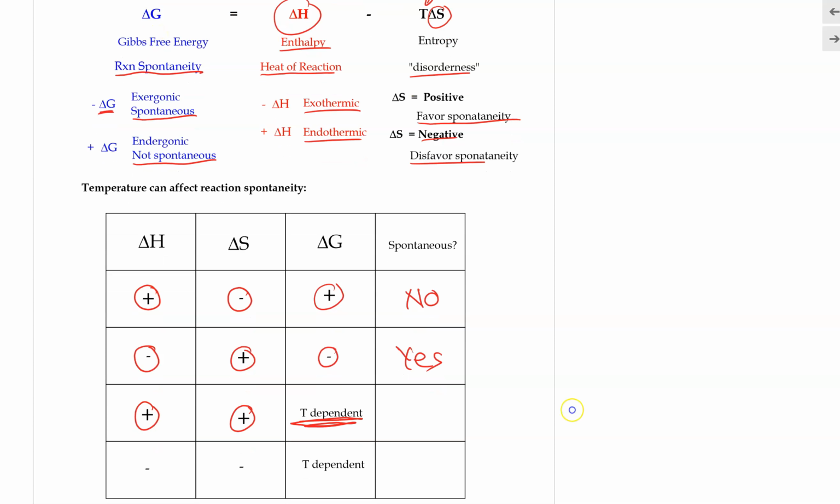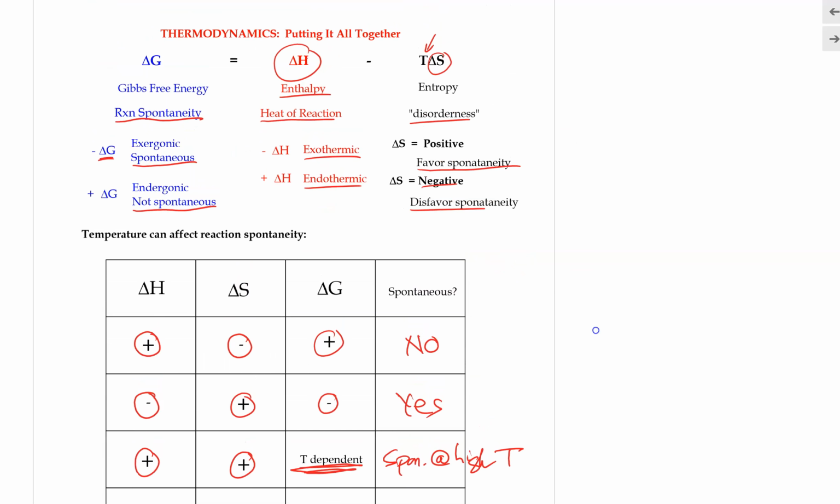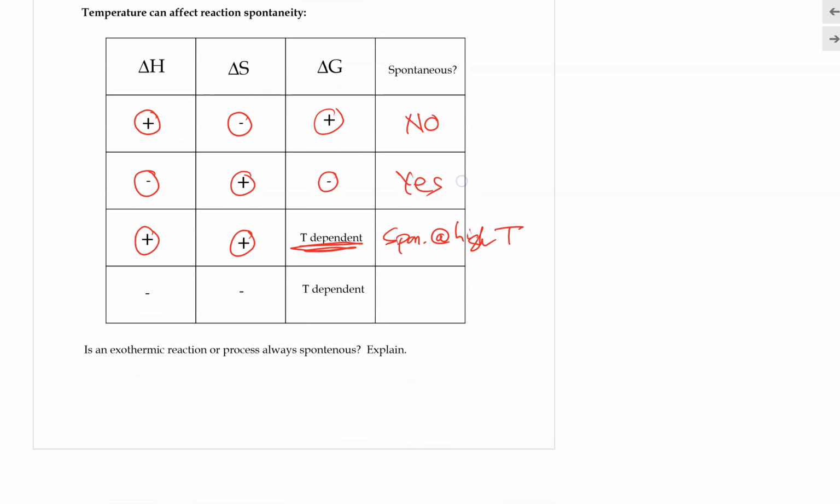So in this case, it would be temperature dependent, where it is spontaneous at high temperature, because when the temperature is high, this term becomes a much bigger negative value, and therefore causes delta G to be negative. And now another example: let's say delta H of a reaction is negative, meaning this is an exothermic reaction, and delta S is also a negative value. So in this case, it is not favored in terms of entropy.